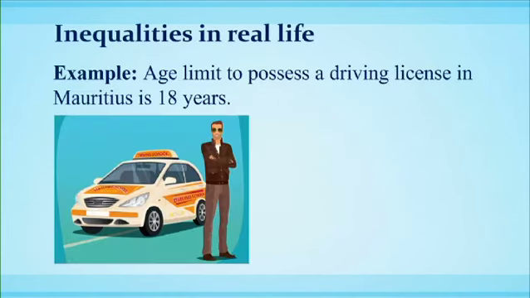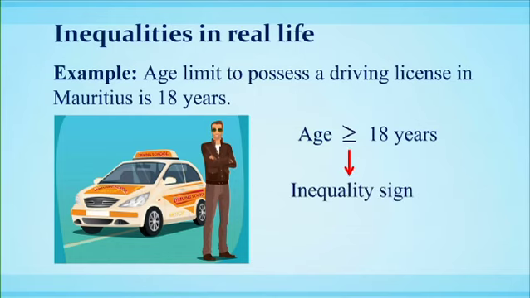Let's take another example. In Mauritius, we know that the age limit to possess a driving license is 18 years old. It means that when you are under 18 years old, you can't have a driving license. So, for you to be able to get a driving license, your age should be greater than or equal to 18 years old. So, that's the inequality sign which denotes greater than or equal to.